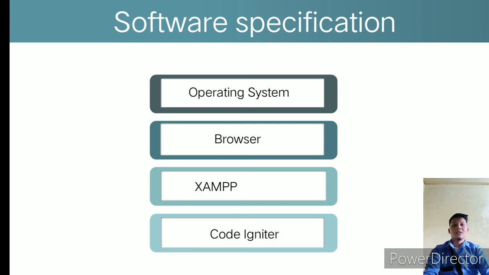The software specification. The following software specification is required to develop and run the system. This is an operating system and a browser, Google. The operating system is installed on the desktop used in the development, and the browser is needed since the system is web-based, to test the output.